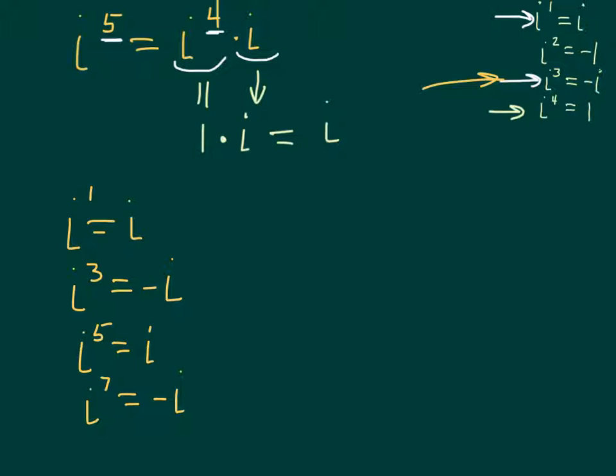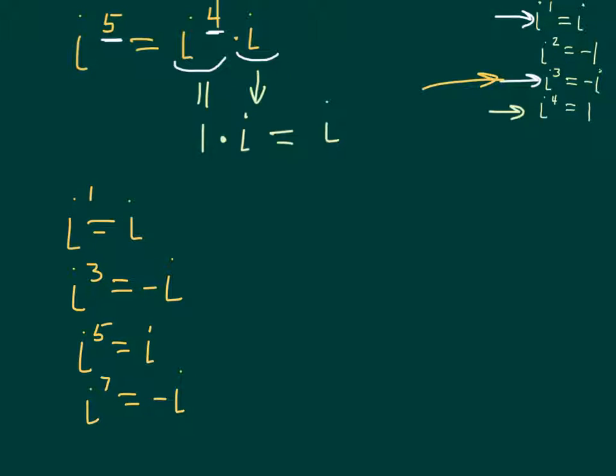So you'll notice the pattern. Every other odd number is just the opposite sign. So odd numbers always have an i, and it goes from a positive i, to a negative i, to a positive i, to a negative i. And it just keeps going down that way.